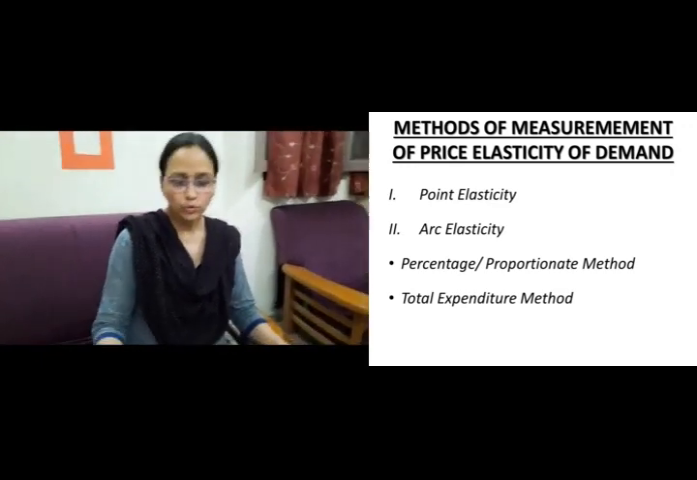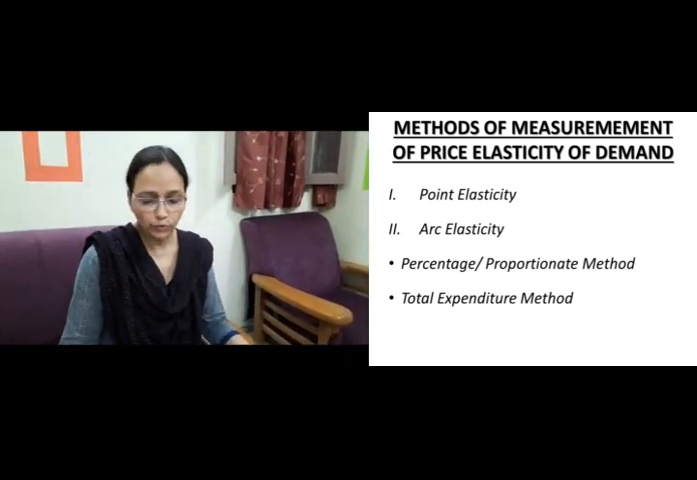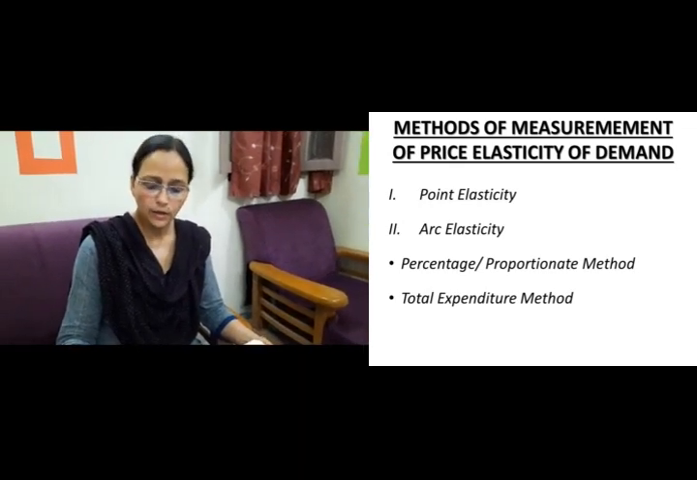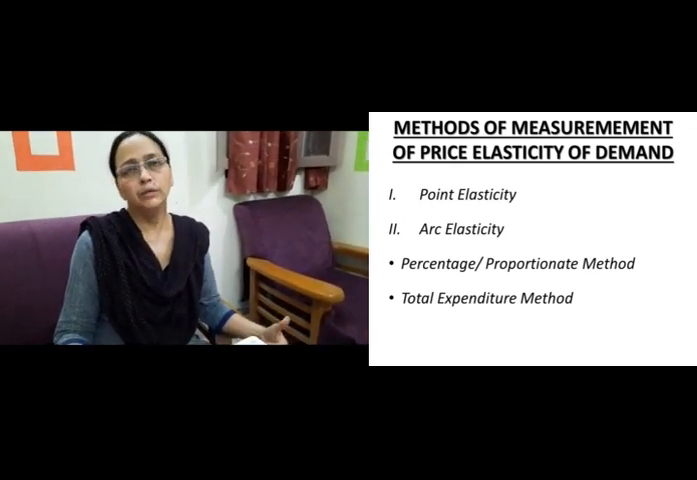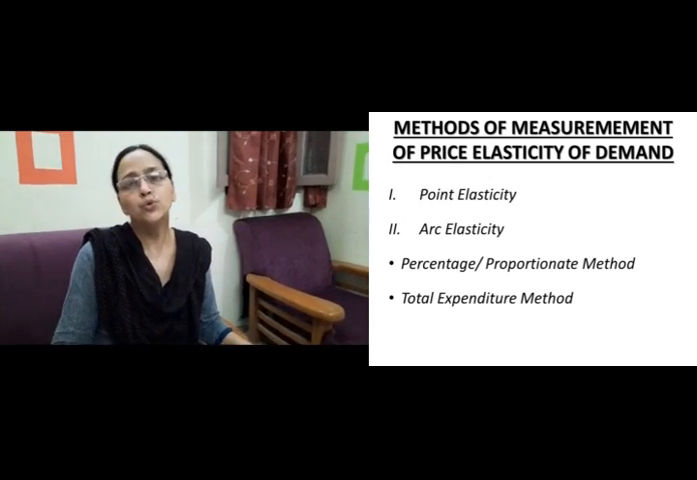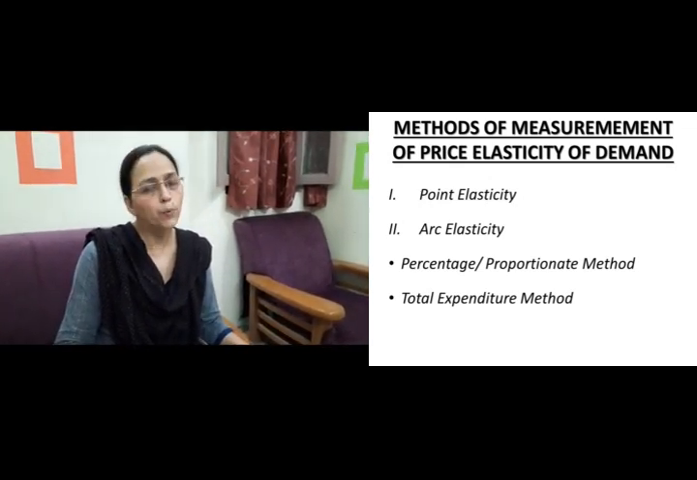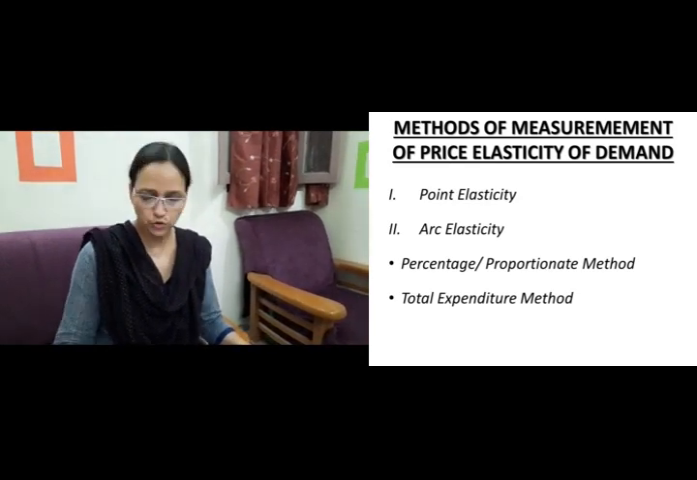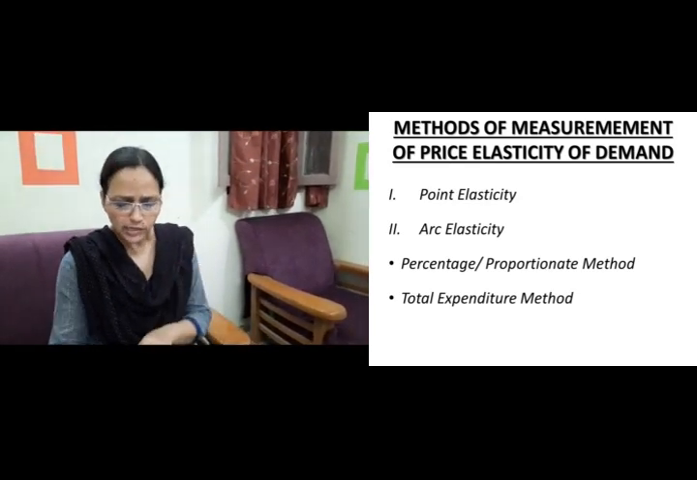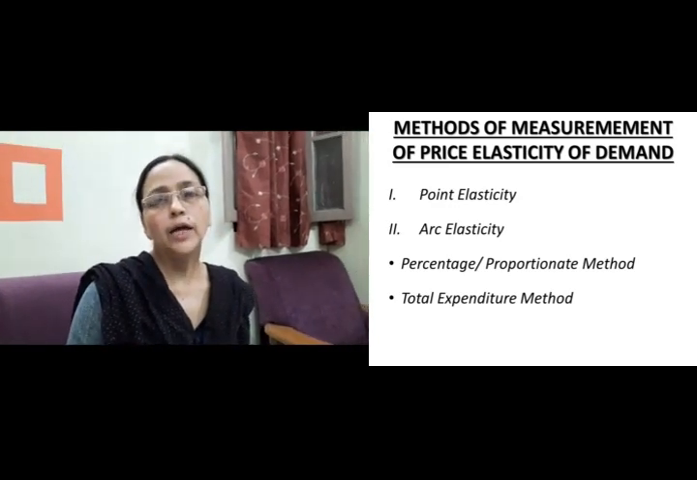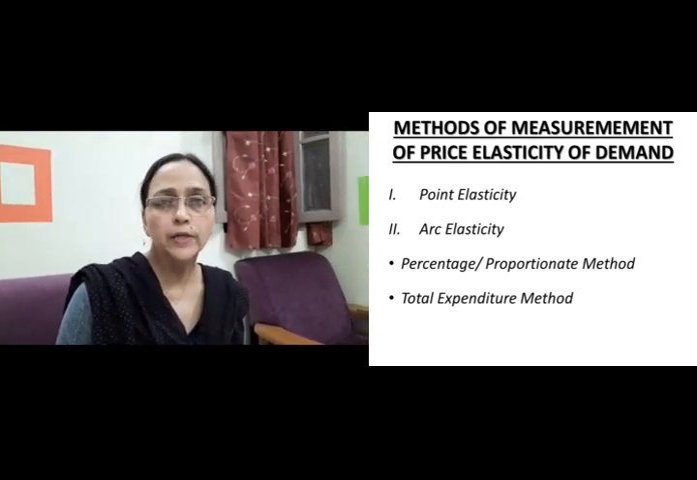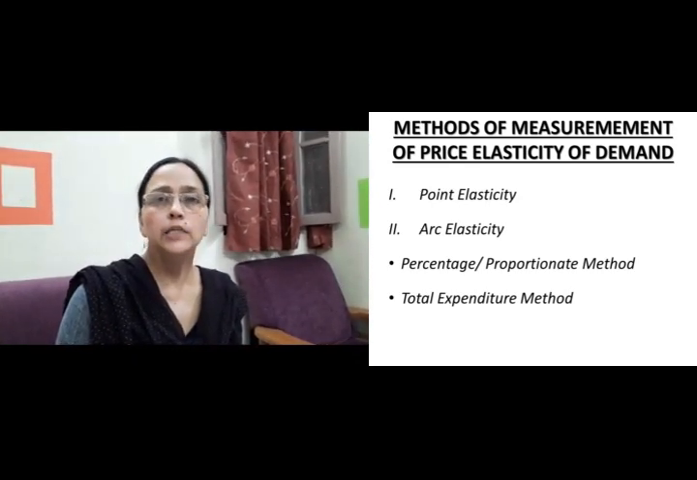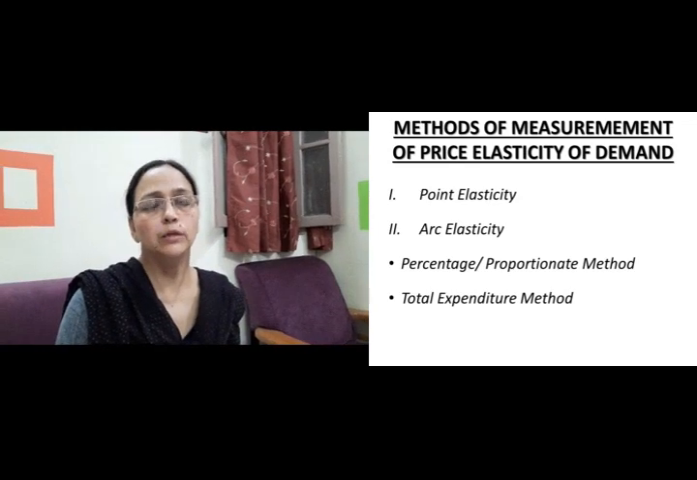Alright, so we saw the diagram on the board where I have shown you the point elasticity method and arc elasticity. Now the arc elasticity method can be viewed from two perspectives. One is the proportionate or percentage method, and the second is the total expenditure method.